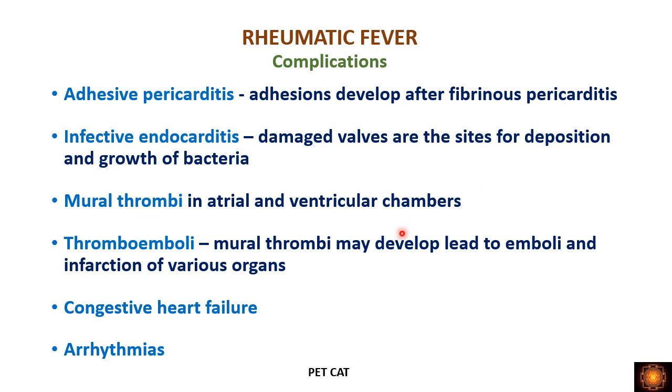Thrombi we see in the atria and ventricles because of the regurgitations. Thromboemboli arise when the vegetations or the thrombus formed can embolize and produce infarction of various organs. To remember, just remember PET CAT are the complications. P stands for pericarditis, E for endocarditis, T for thromboembolic complications or mural thrombi, C for congestive heart failure, A for arrhythmias, and T for thromboembolic complications. PET-CAT.